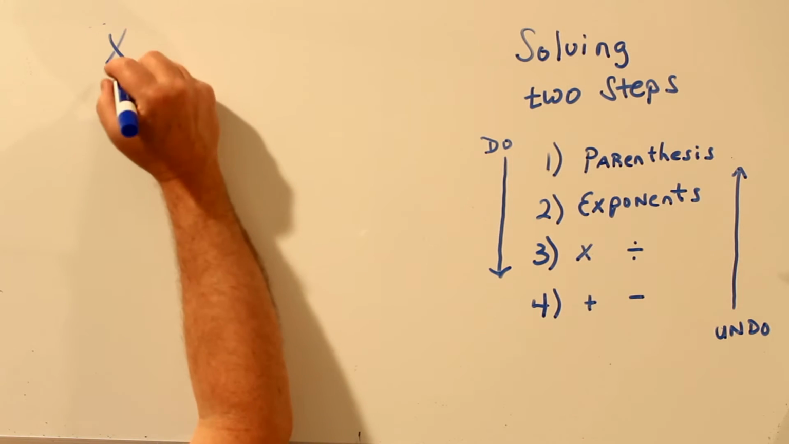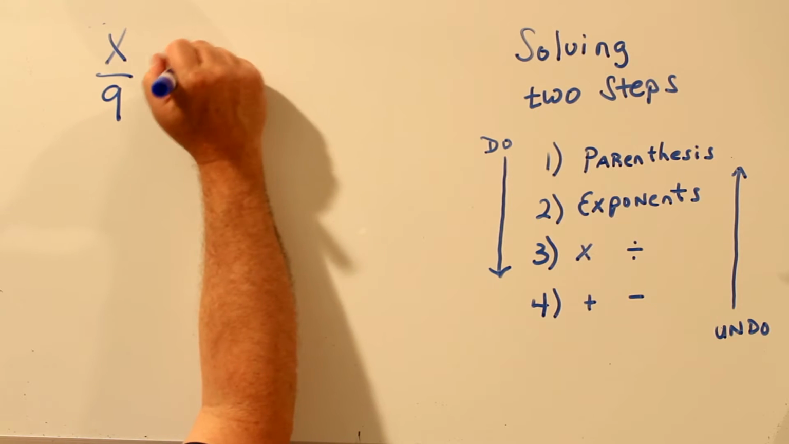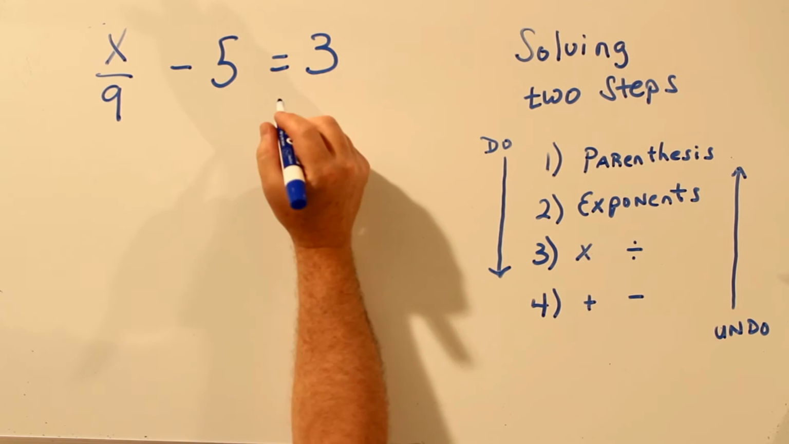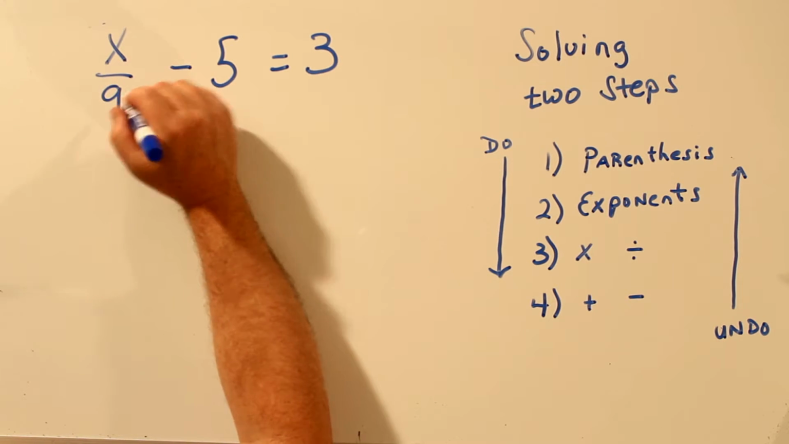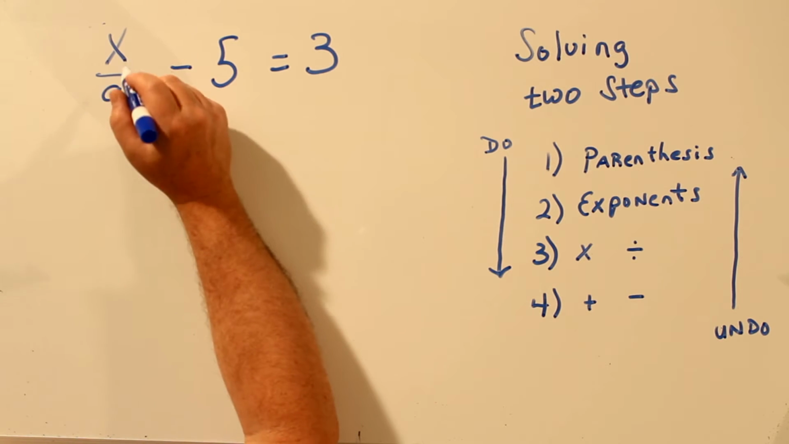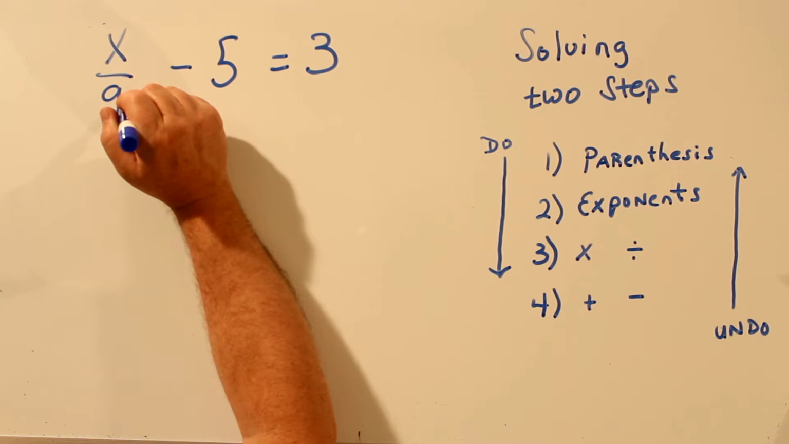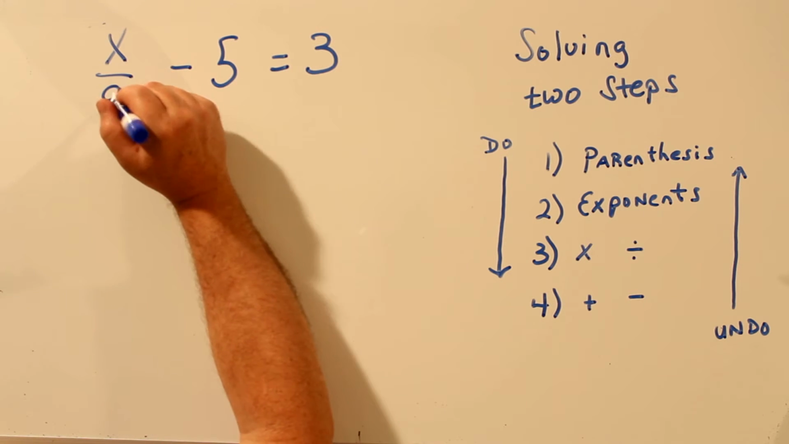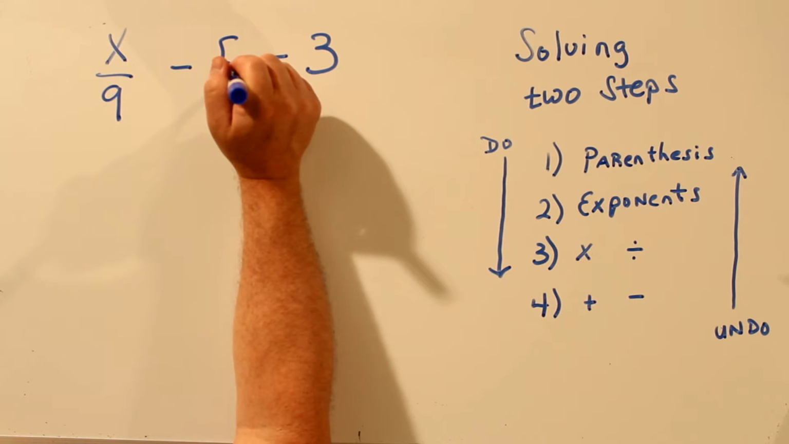Let's try solving for x, where x over 9 minus 5 equals 3. Here we're taking x and dividing it by 9 and subtracting 5. In order to solve this equation for x, we have to get x by itself on this side of the equation. And we have to undo the division by 9, and we have to undo the subtraction of 5.